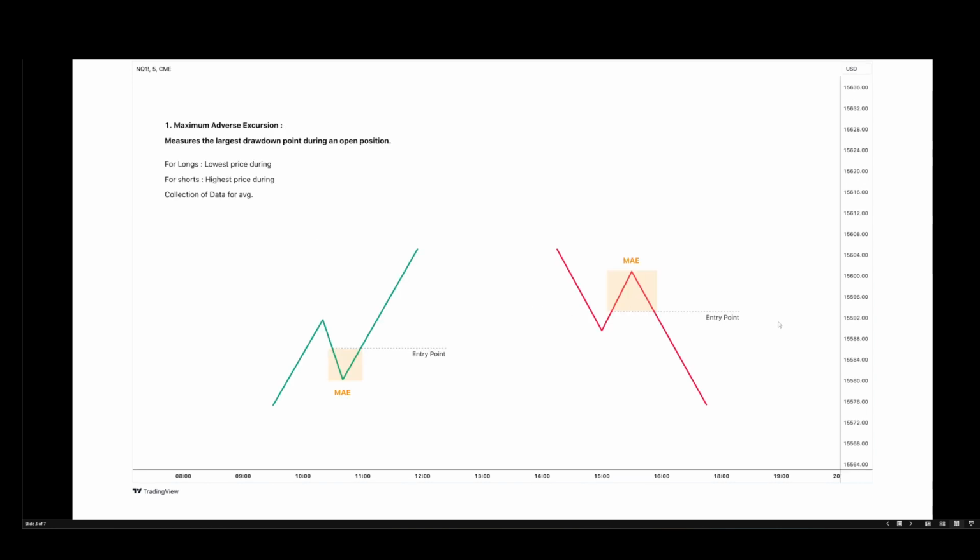Maximum adverse excursion. So what is MAE? MAE is a basic stat. It basically measures the largest drawdown point during an open position. So for longs, it's going to be the lowest price during. For shorts, it's going to be the highest price during. And then what we're going to do with this is that we're going to collect data for an average, right?